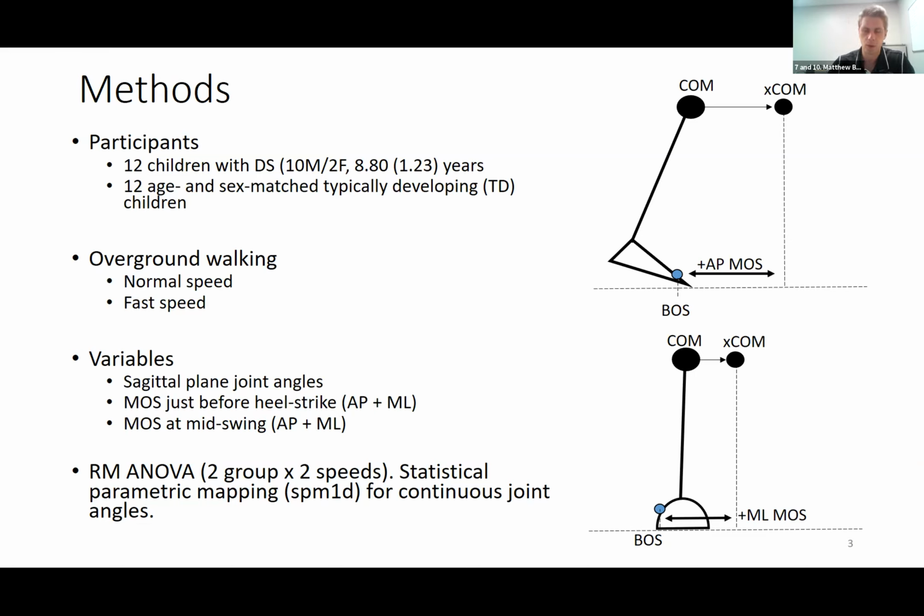So on the right, a quick schematic showing how these variables are presented. A large anterior-posterior MOS would mean that the center of mass is being projected further anterior of the edge of the base of support, which would be the toe marker of the trail leg. And for the medial-lateral, the center of mass is being projected further medially of the outer edge of the base of support, or the lateral ankle marker.